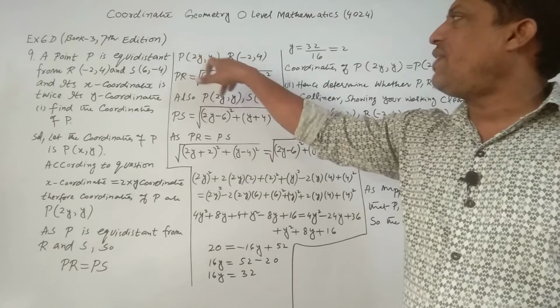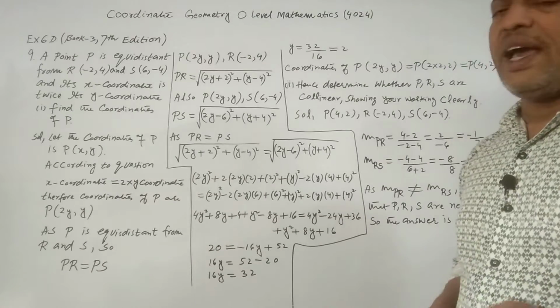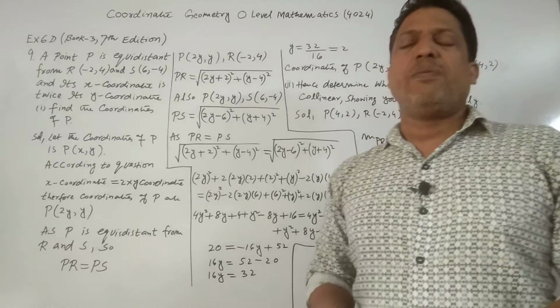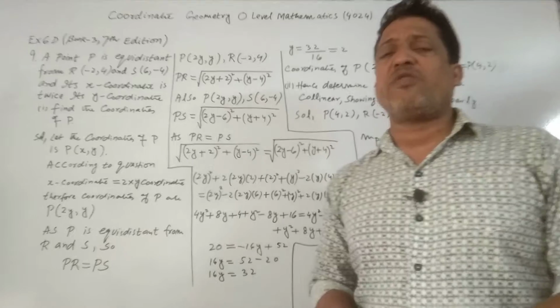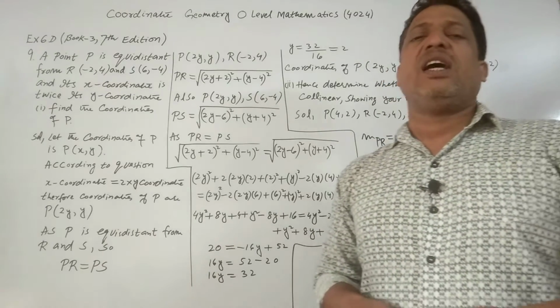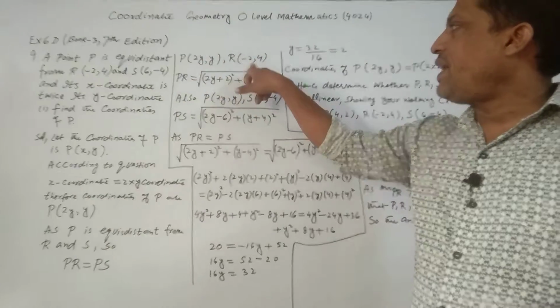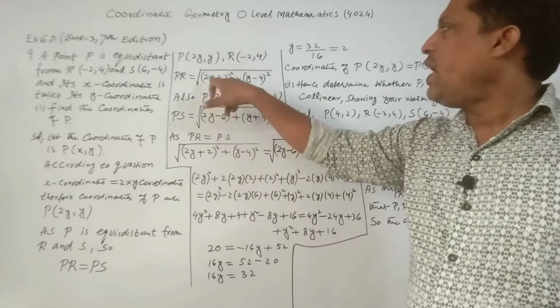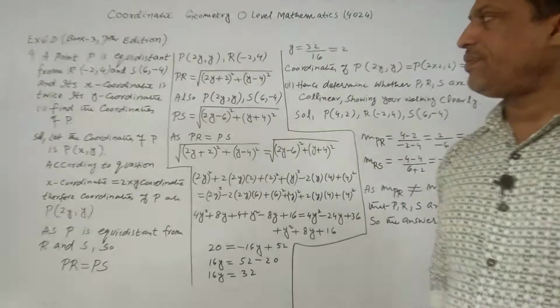This is x1, y1, this is x2, y2. So we can use the formula of square root of (x1 minus x2) whole square plus (y1 minus y2) whole square, or you may say (x2 minus x1) whole square plus (y2 minus y1) whole square. The answer is the same. So PR is the square root of (2y plus 2) whole square plus (y minus 4) whole square.